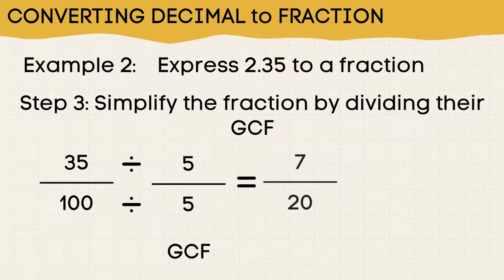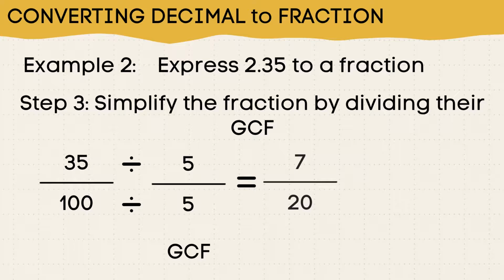35 divided by 5 is 7. 100 divided by 5 is 20. Now the question is, is 7 over 20 already in its simplest form? Yes? Okay, why yes? Because we do not have other common factors for 7 and 20 aside from 1. So therefore, 7 over 20 is already in its simplest form.